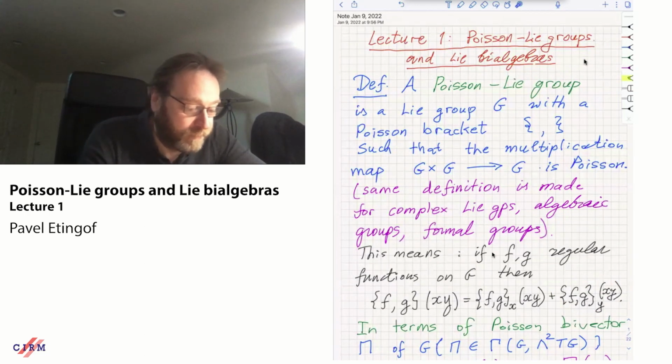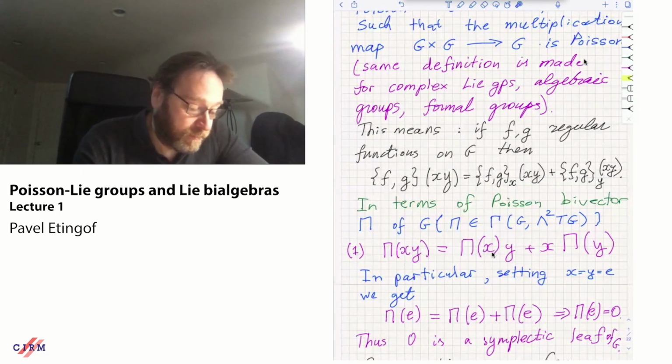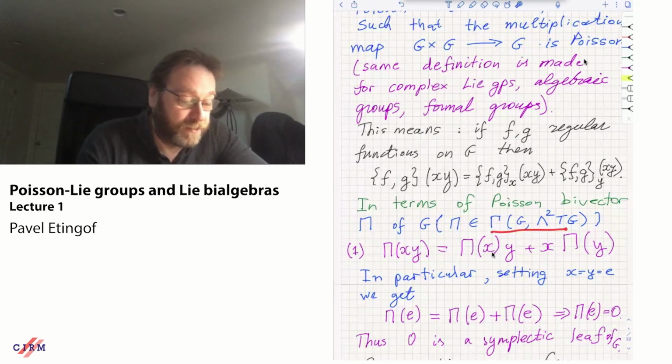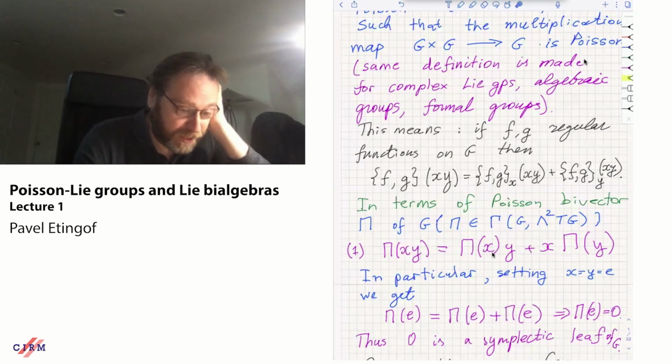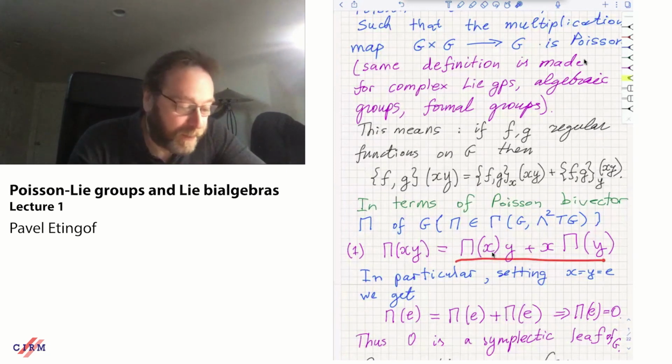This corresponds to the fact that the Poisson bivector on G cross G is the sum of one for the first factor and one for the second factor. In terms of the Poisson bivector pi, which is, as I said, a section of the wedge 2 of the tangent bundle, the bivector field, this can be written in the following way: if you take pi of xy, it's equal to pi of x times y plus x times pi of y.